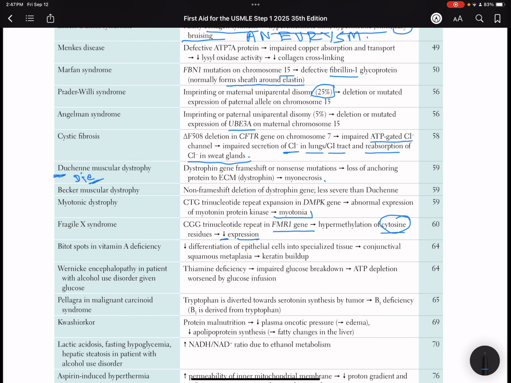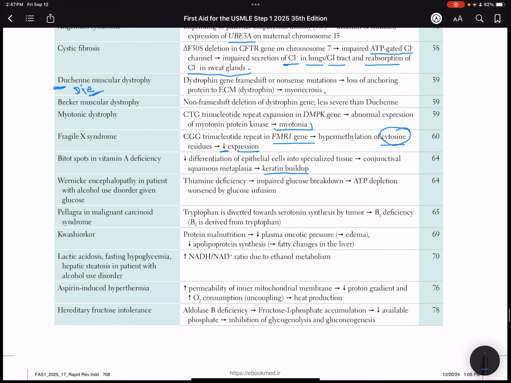What are Bitot spots in vitamin A deficiency? In vitamin A deficiency, you see decreased differentiation of epithelial cells into specialized tissue. This leads to conjunctival squamous metaplasia, leading to keratin buildup.